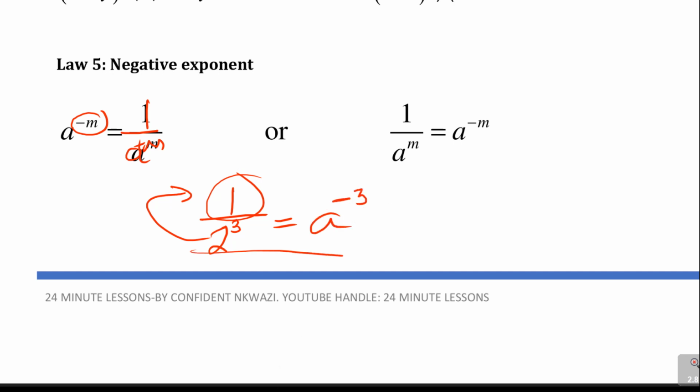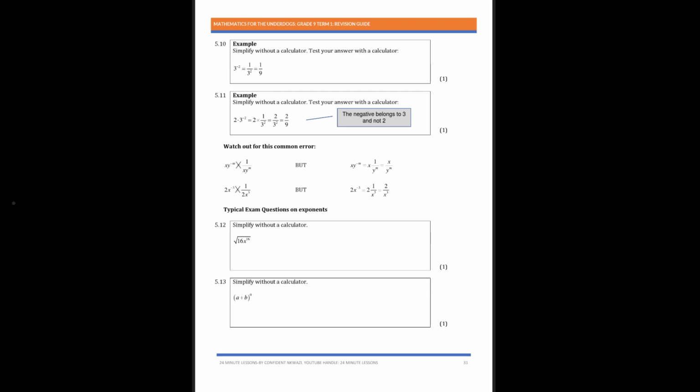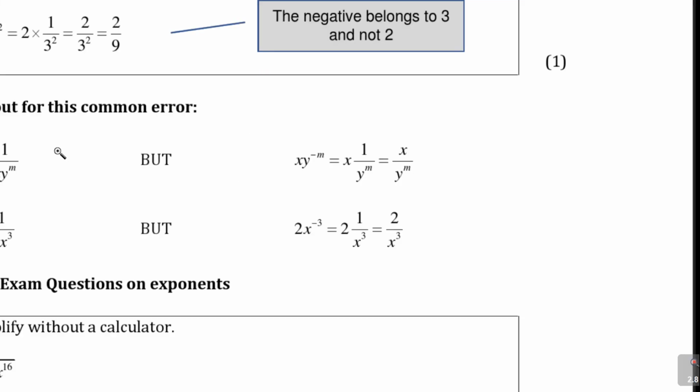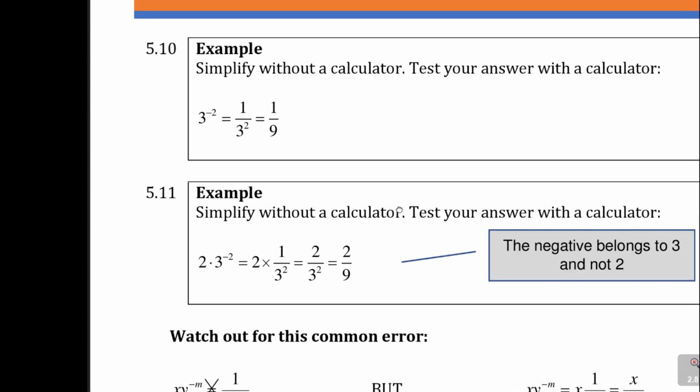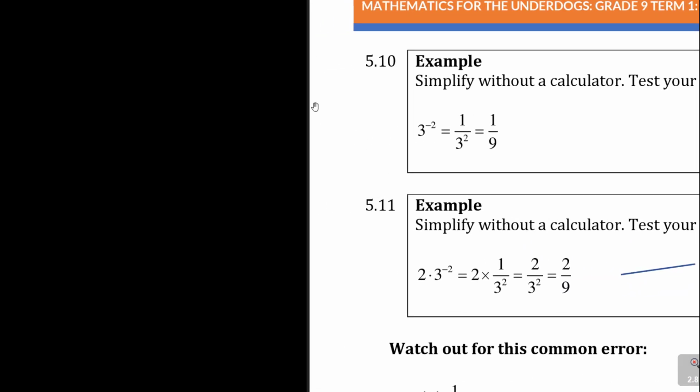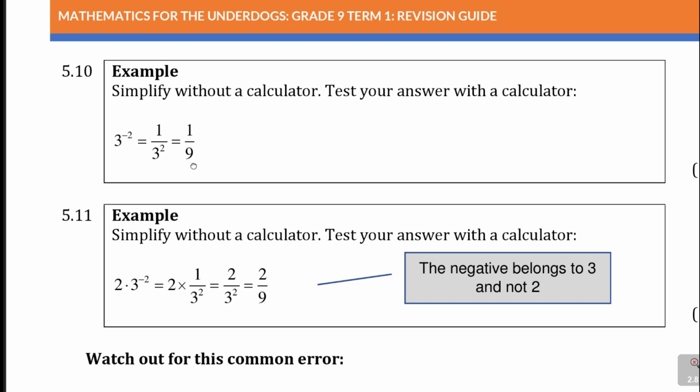Are you with me? That's how that law goes. And then when you use this law in simpler places, for example, let's say here, they say simplify without a calculator. Test your answer with a calculator. If they say simplify this, 3 to the power negative 2. Now, what is 3 to the power negative 2?